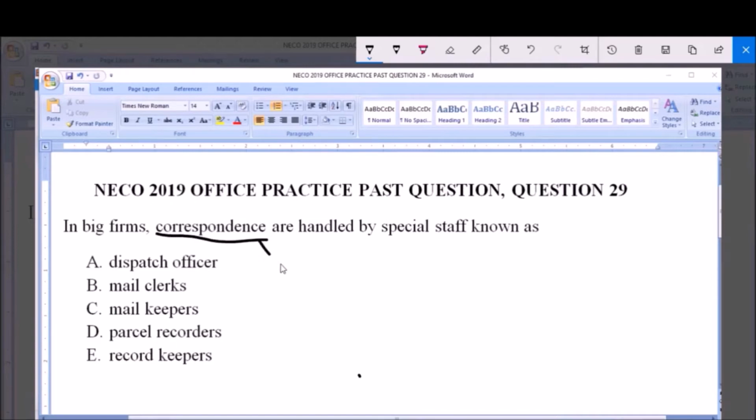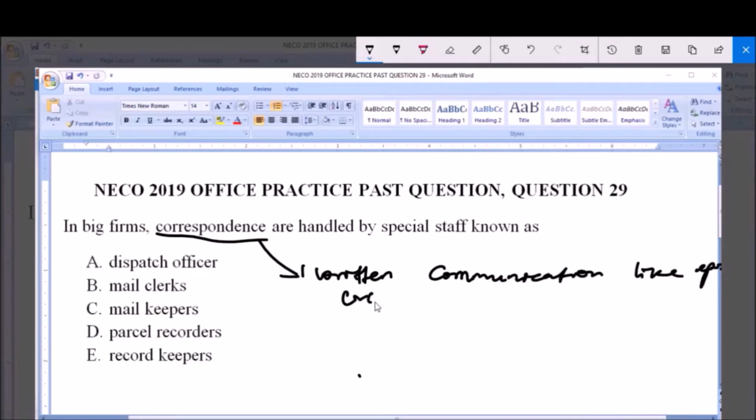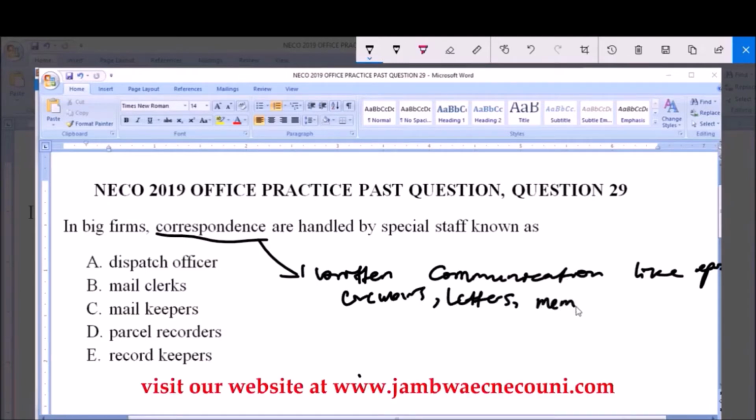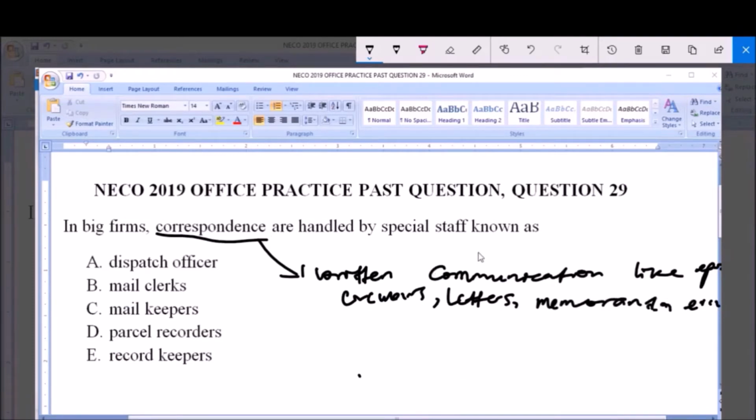Now, in a big firm, correspondence are handled by special staff known as, that's the question. What is a correspondence? Correspondence is any written communication like reports, circulars, letters, memoranda, etc. and so on.